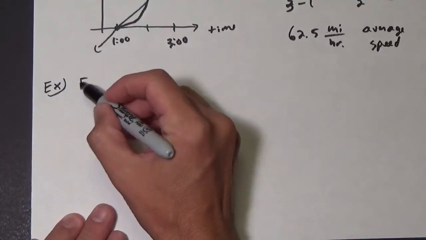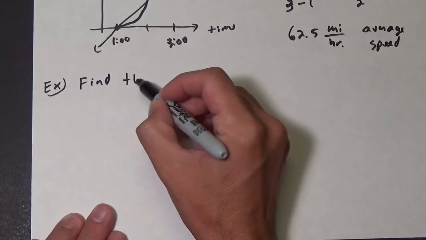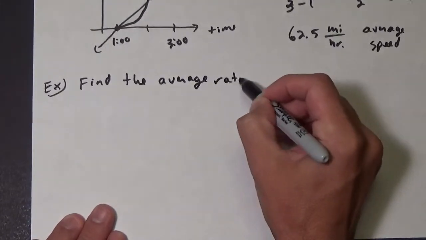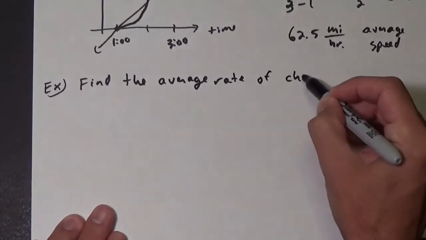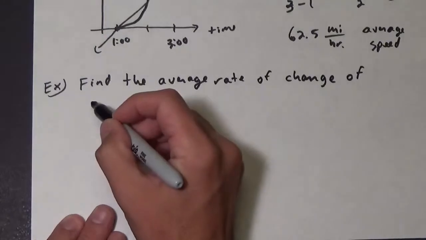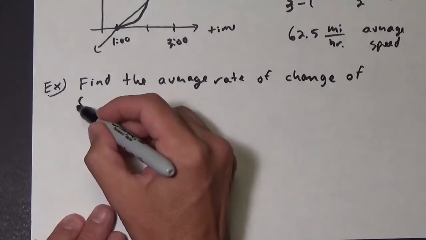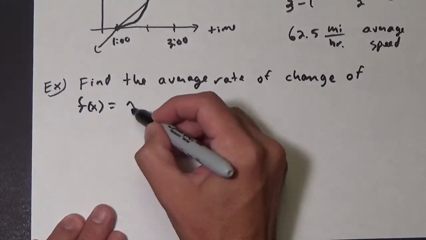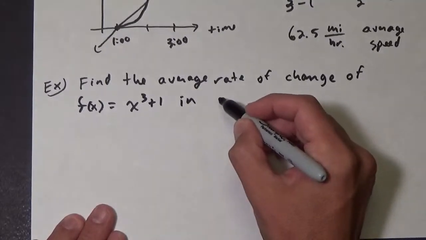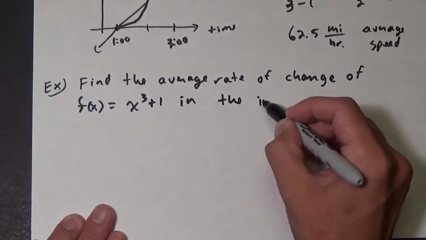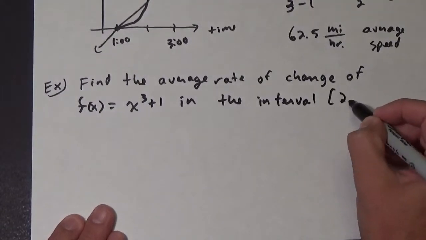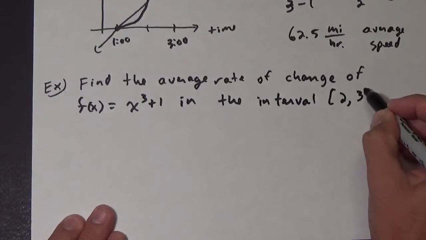So we want to find the average rate of change of, let's see here, f of x equals x cubed plus 1 in the interval from 2 to 3.